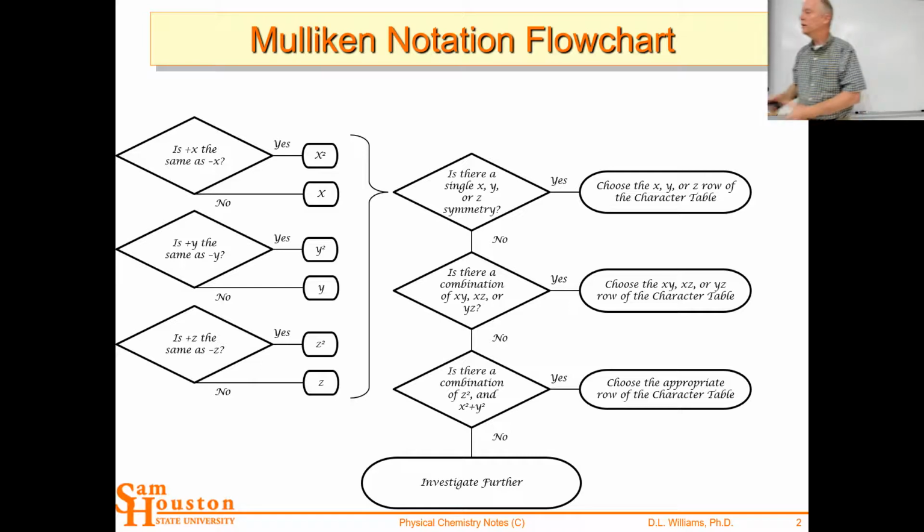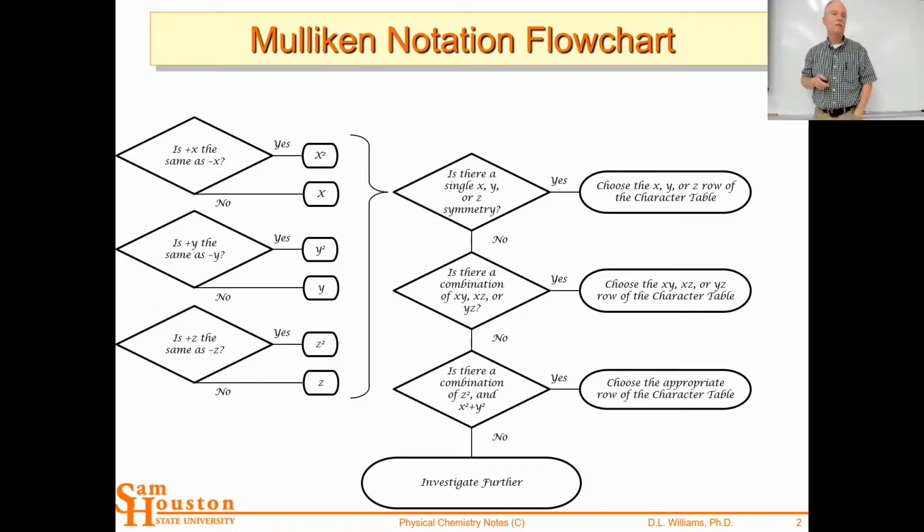So then we come to this. It says, is there a single X, Y, or Z symmetry? We went through all three of these, and it was only one that was different. It was Y. And so the answer is yes, there's a single X, Y, or Z. So we would say yes. Then choose the X, Y, or Z row of the character table. And so this is Y. And so we go to the character table and we choose Y.